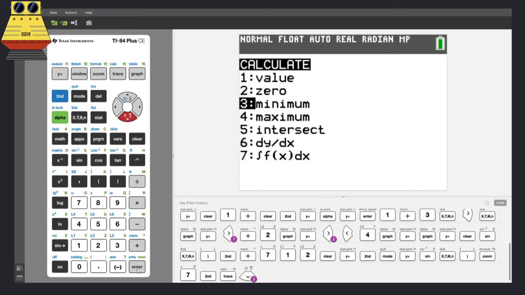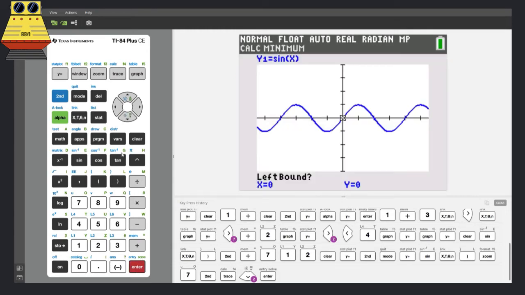The other options you have on the screen are max, obviously right below, but you could also just enter a value in or find the zeros of that function. Okay, now it asks you a question, left bound. So we arrow left to the left of a minimum. Notice where the minimum is. And then I arrow right to the right of the minimum.